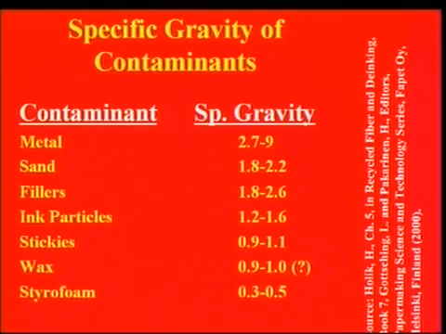Here is an example of specific gravity of some of the contaminants we encounter in paper recycling. Metal is upwards of 2, sand is between 1.8 and 2.2, so on down the line. Filler stickies can be anywhere from 0.9 to 1.1. Wax, styrofoam, plastic is between 0.9 and 1.1.